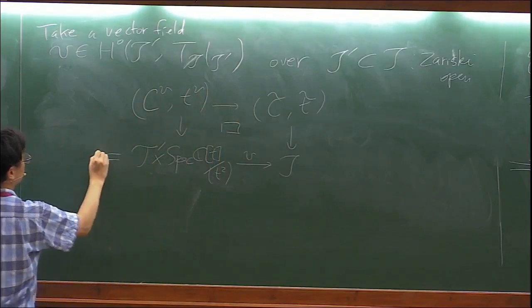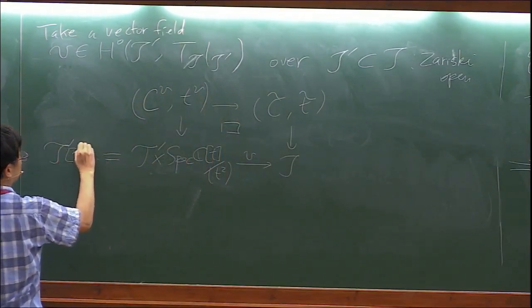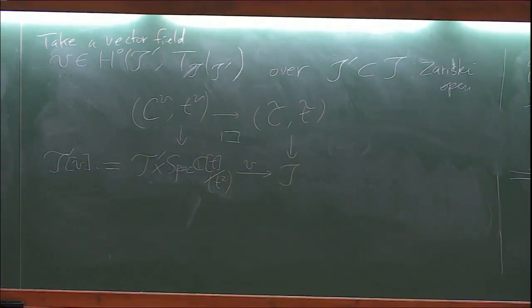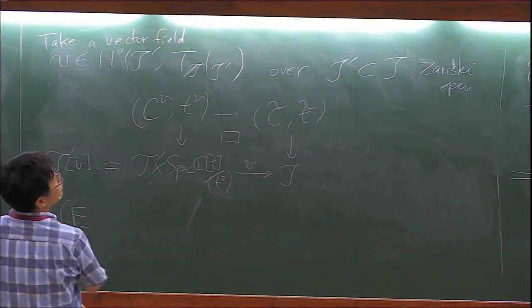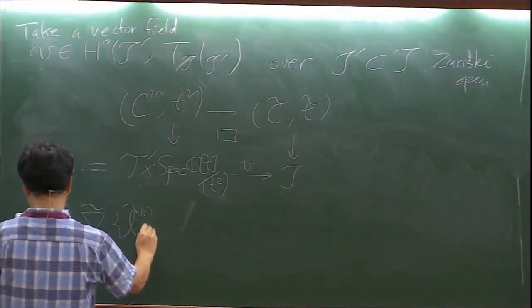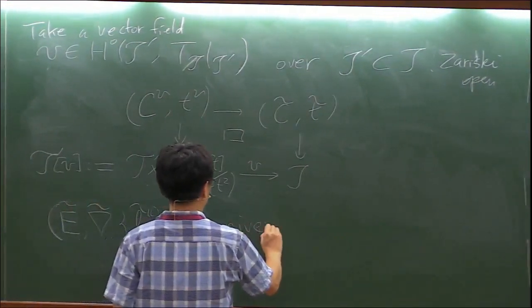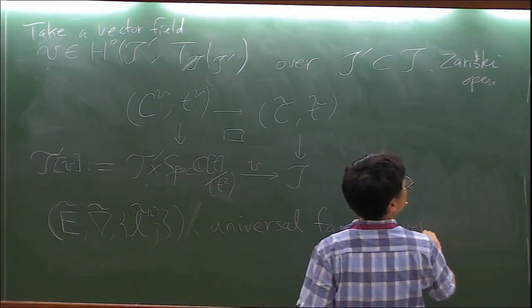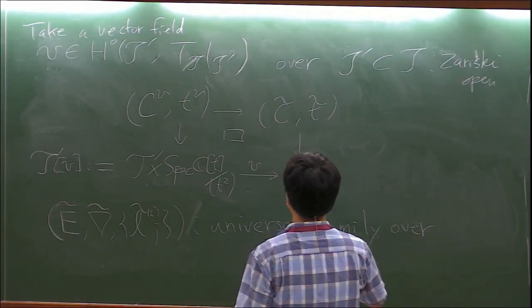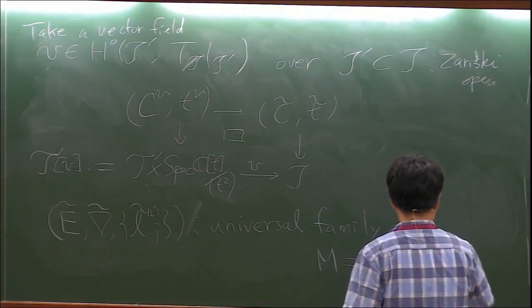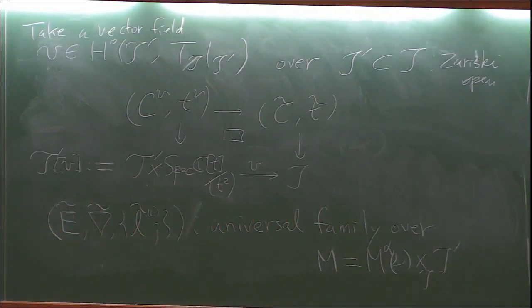And we write this space T prime V, whose structure morphism over T is given by V. Over the restriction of the modular space, M alpha nu cross T prime, there is a universal family of parabolic connections.